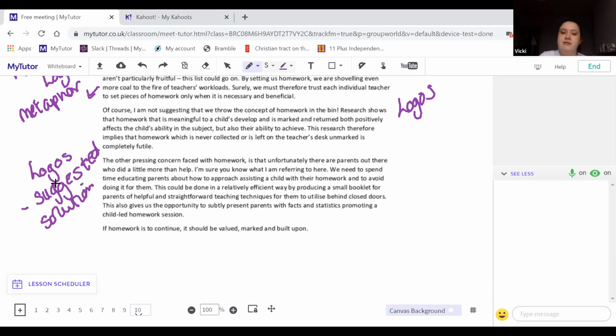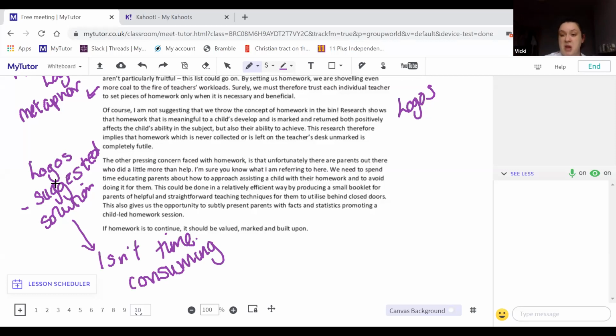This could be done in a relatively efficient way by producing a small booklet for parents of helpful and straightforward teaching techniques for them to utilise behind closed doors. So essentially, I'm saying the suggested solution isn't time consuming, and that's what you want. The last thing that teachers need, if you're making an argument that teachers have too much work, or at least you point that out, is for you to then give a solution that is even more homework and more work for those teachers. So saying that it's relatively efficient is bringing down that level of work. So it's not going to be a 100-page booklet.